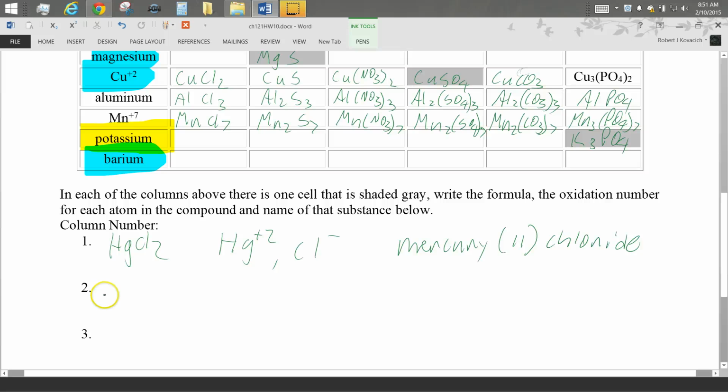So the second one is MgS. And what are the charges here? +2 and a -2. And the name for this one?